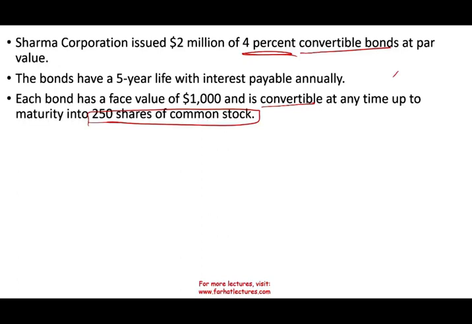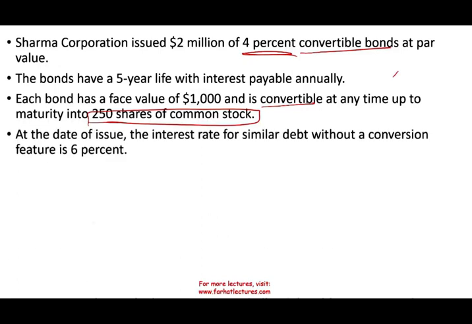Then I might accept the 4%. At the date of the issue, the interest rate for similar debt without conversion is 6%. There you go. So if the convertible feature did not exist for this bond, the company would have to pay 6% rather than 4%. Okay? Now, because we have both debt and equity, we have to find how much of the bond is debt and how much of it is equity.